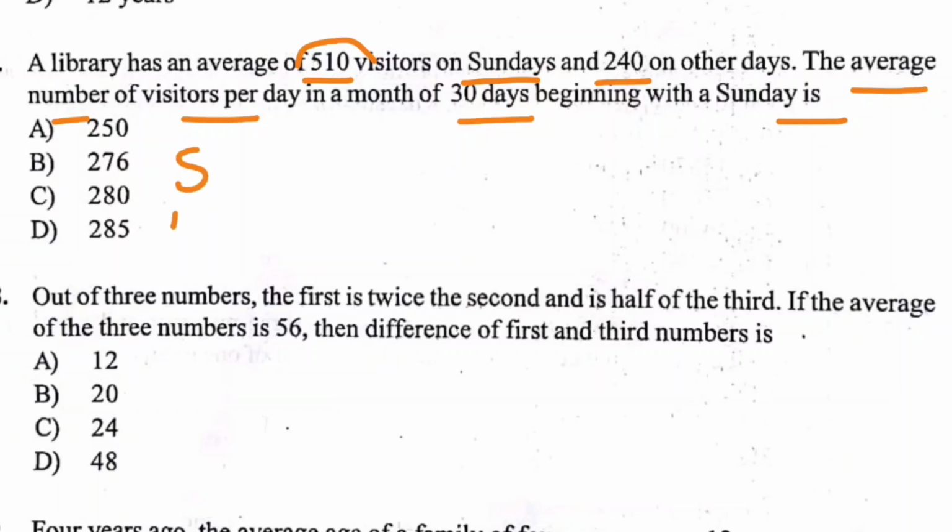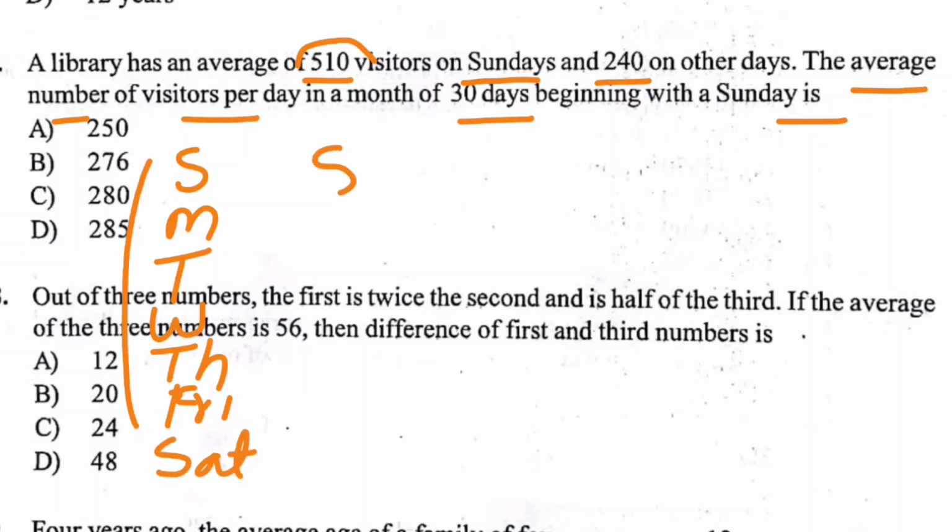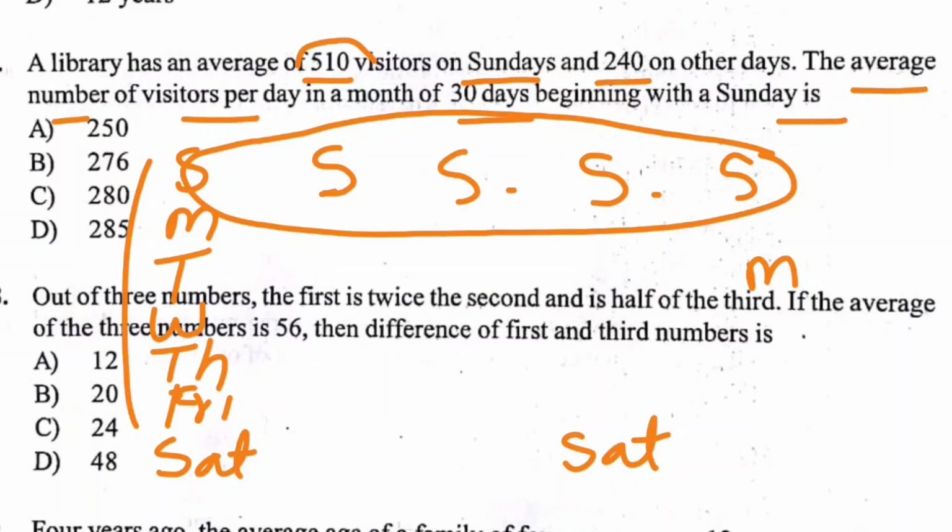So if we have Sunday, Monday, Tuesday, Wednesday, Thursday, then we have Friday and Saturday. So this is one column. Then we will have Sunday here, then another Sunday, then another Sunday. So up to this Saturday we will have 28 days. You can check. Then we will have another Sunday here, then we have Monday. So here you can see we have 1, 2, 3, 4, 5 Sundays. Okay, 5 Sundays, and since there are 30 days, the number of other days will be 25.